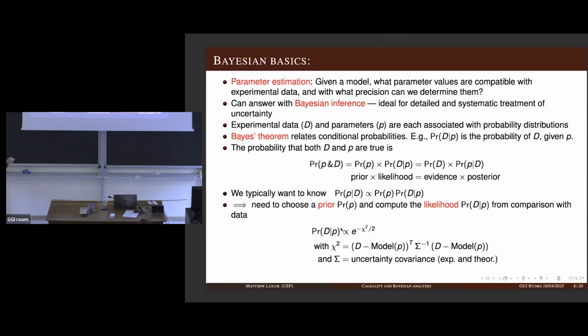So we measured some experimental data, but we don't know what the correct model parameters are. So we want this posterior, which is proportional to what's called the prior and the likelihood. These are the only things that depend on the parameters. So the probability of the data is just a normalization factor.